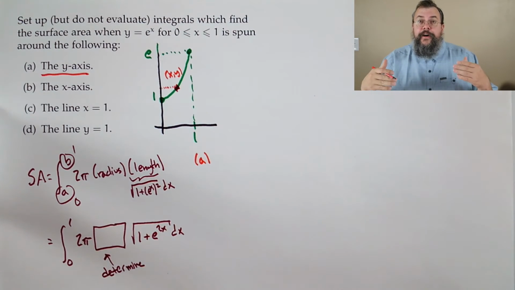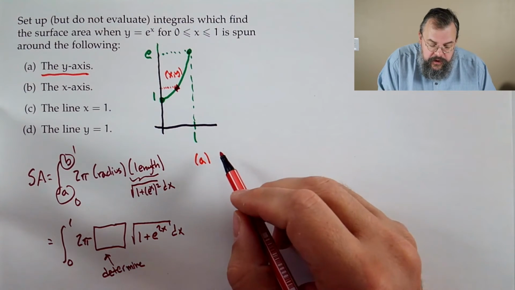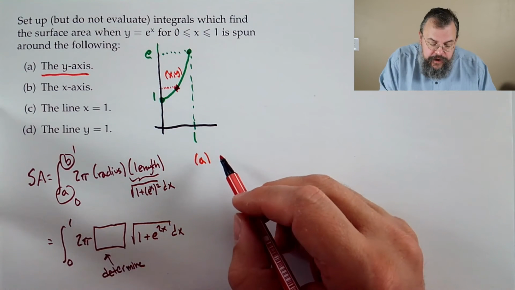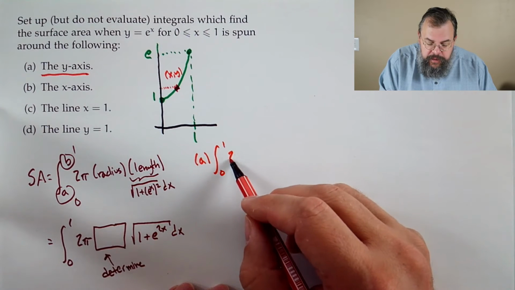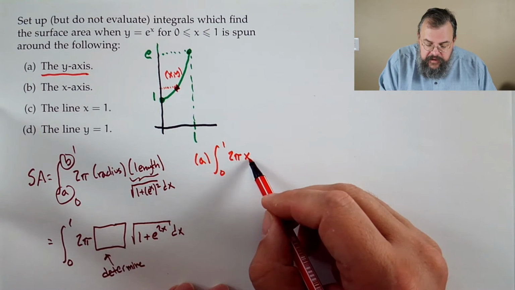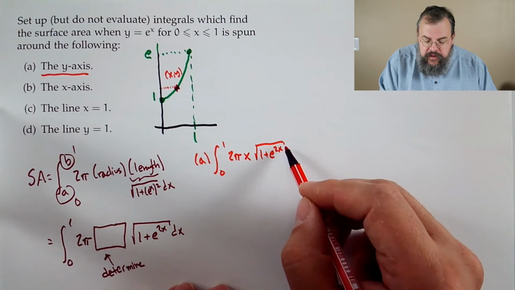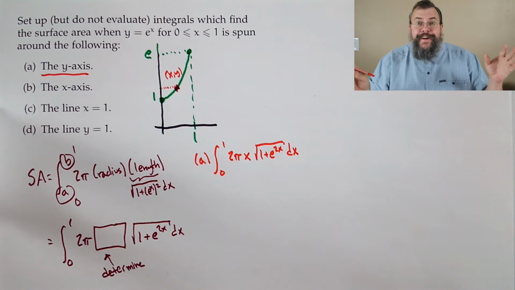X is how far off the y-axis we go. So that means that what goes in the box is x. Good. So the integral from 0 to 1 of 2 pi x times the square root of 1 plus e to the 2x dx. Okay, there we go. Part A, done.